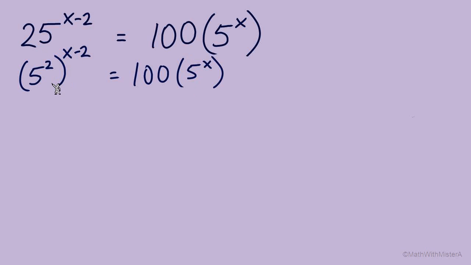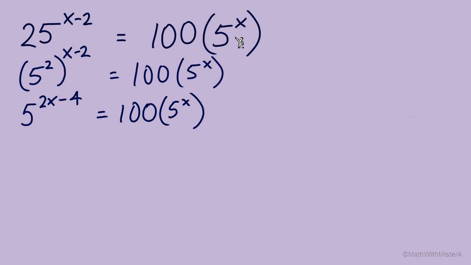Let me just bring down the right side first. Now let's simplify a little by multiplying our exponents. Careful that we will have to distribute, so it's 5 to the power of 2x minus 4 equals 100 times 5 to the x. Now I caution you, if you thought about could we multiply the 100 times 5, I want you to get rid of that thought right away. It's a bad move because it breaks order of operations. We have to do exponents first.